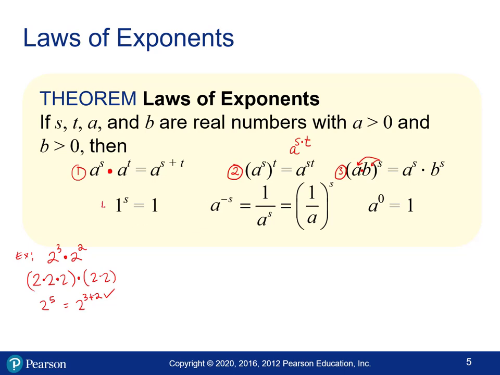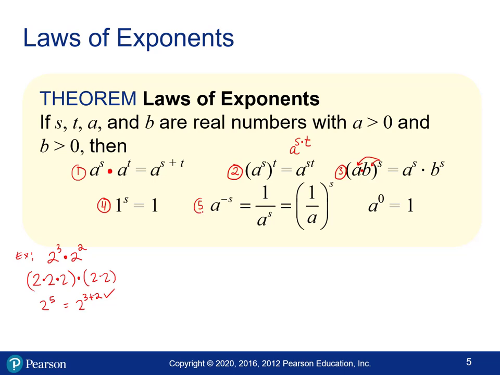This fourth rule over here is a very nice one. 1 to any power is just 1. And as long as it's not 0, which is over here, we have that as another rule. So 1 is always 1, no matter how many times you multiply it.